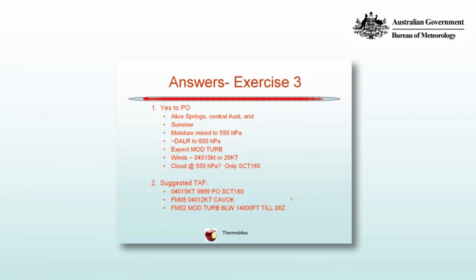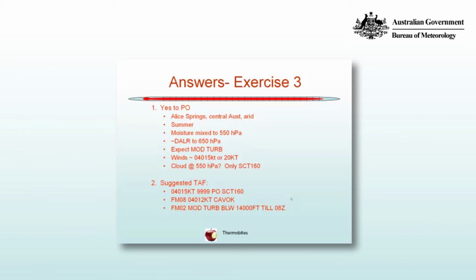From 08, we've got a CAVOK, because we're not really interested in cloud above 5,000 feet on a TAF. And because you're starting to get a radiation inversion, we'll keep the wind direction, but the wind speed will start to lighten off. As you start to decouple what's happening at 10 metres from what's happening further aloft, remember friction will take over, and you won't have that momentum coming down to replenish the wind speed, or replenish the momentum.